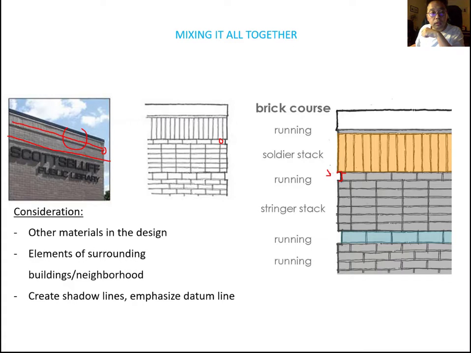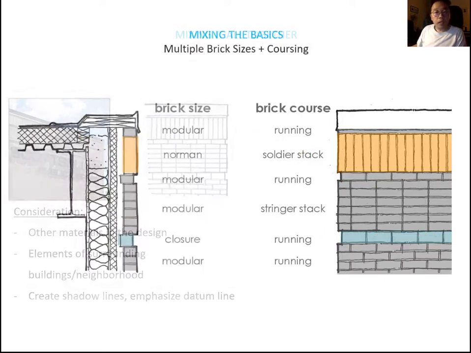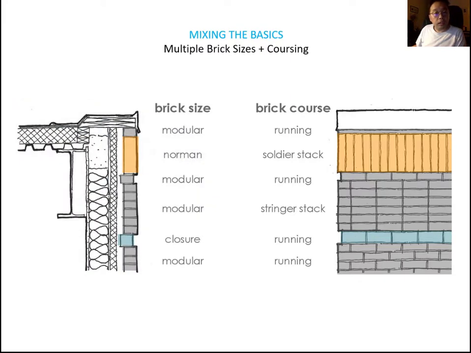So you can see the first layer, they are using the soldier stack. Okay, this is a soldier stack coursing, and then this is a running side, and then this is a stretcher stack and the running. So this running side always provides the datum line here. Okay, so you can see this shadow line on the left, the facade image. You're getting various facade designs by different combinations of brick coursing and size here. You can see more of the elevation and section here. So you can match the elevation. This one is a little bit pushed back to provide the datum line, and also provides different facing and coursing and different brick size to make the brick elevation more dynamic.